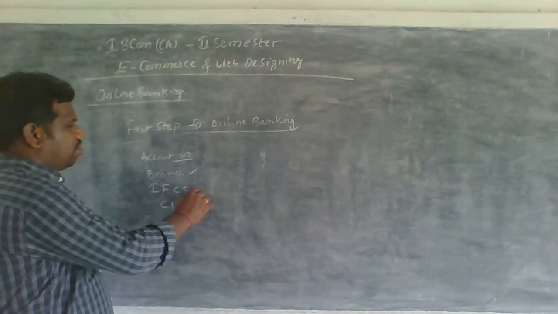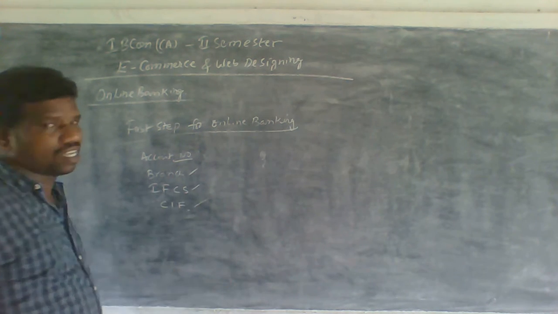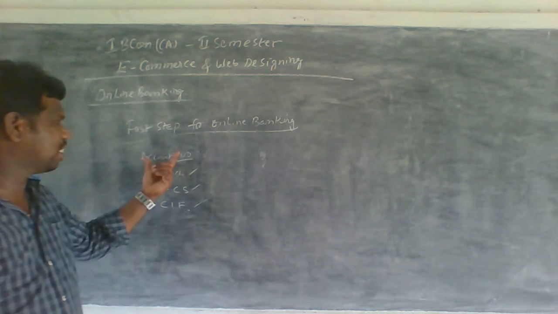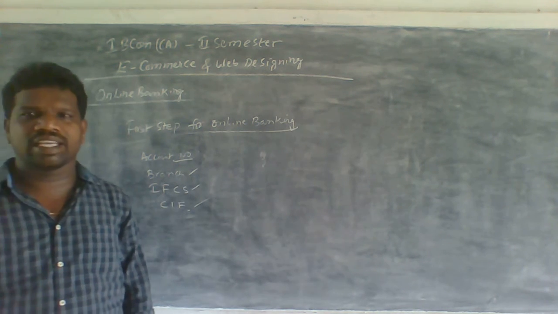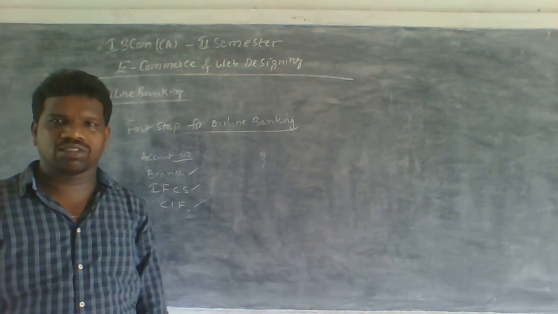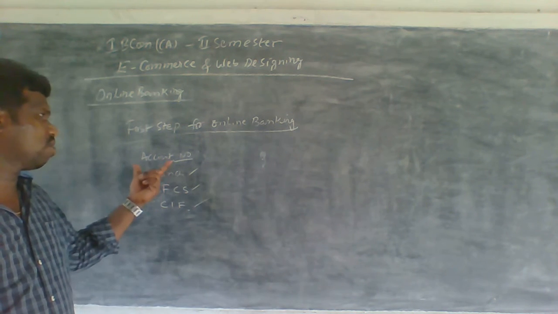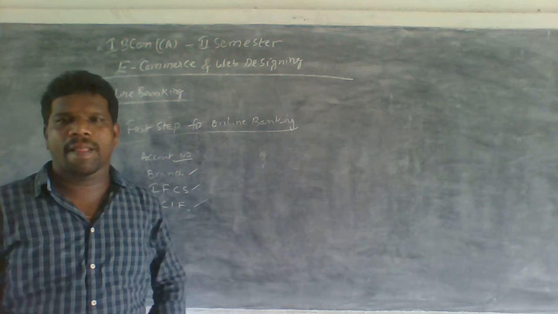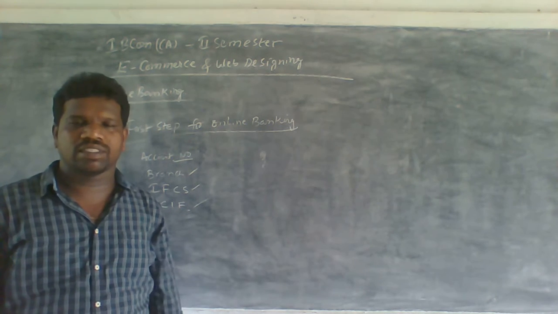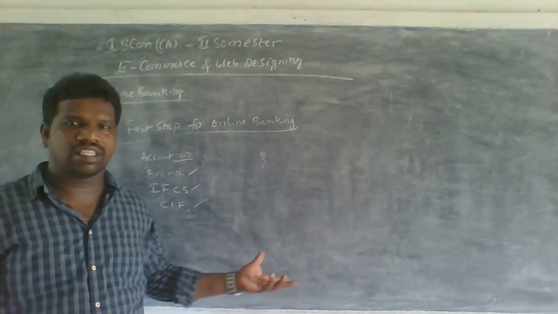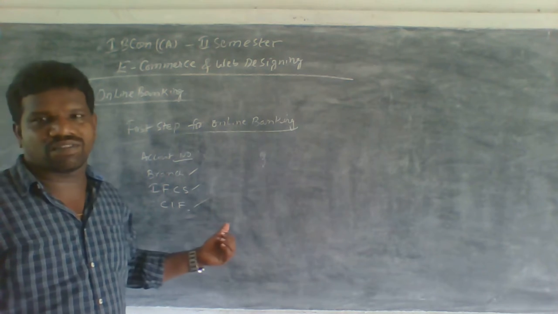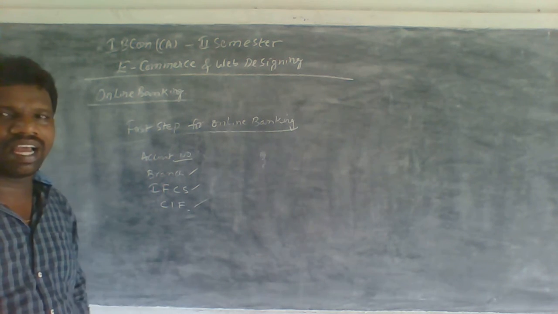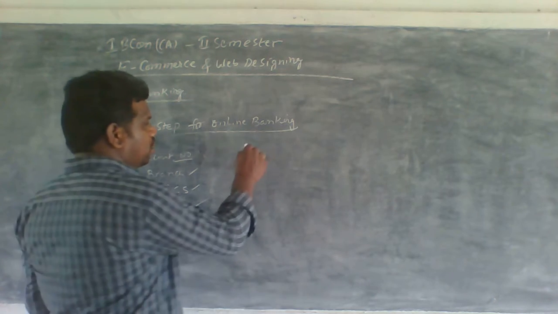Later we have to enter the CIF number. These details are available in your passbook. While creating online banking, keep your passbook beside you and enter the account number, branch, IFSC code, CIF number, and so on. Later we have to create the registration.